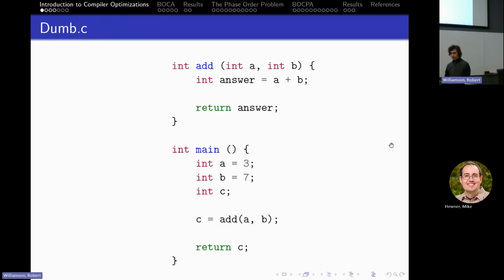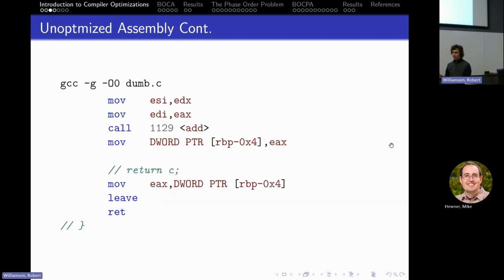Here I have a program aptly named dumb.c. All it does is add two integers together and return it. Now, if we give this to the compiler and we tell it to perform no optimization whatsoever, here's what the assembly instructions look like. It takes 2 slides just to show all the instructions. And some of these are extremely dumb.